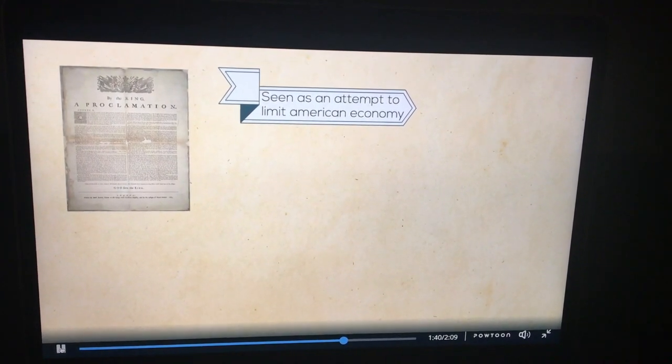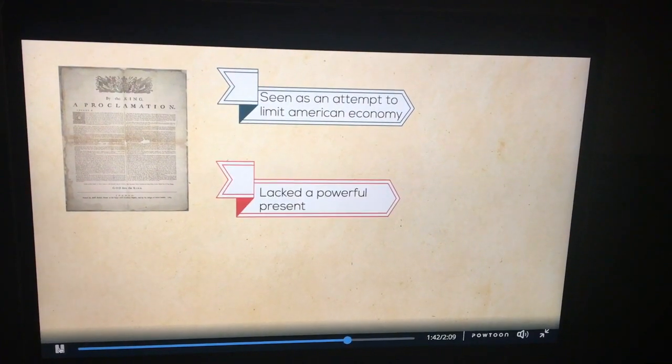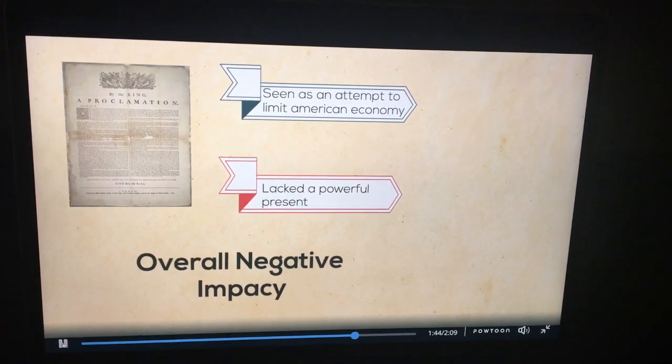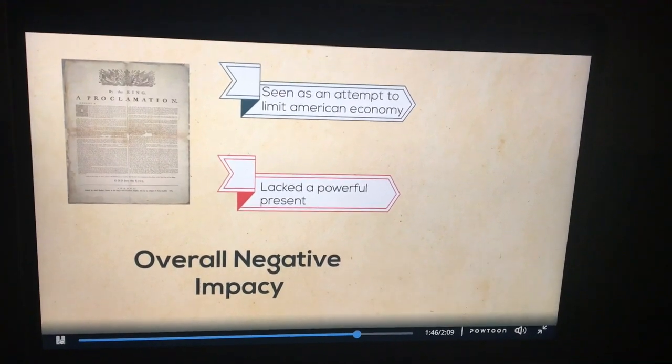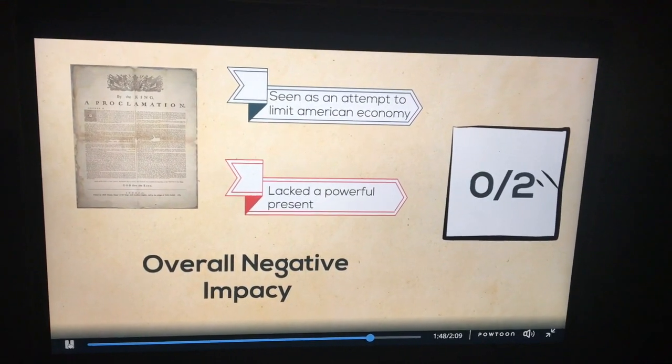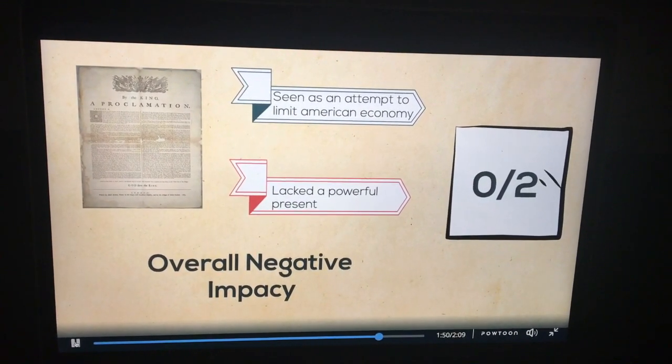The Proclamation of 1763 also had a negative impact on the colonies. The colonists saw it as an attempt by the British to hinder the growing American economy. But generally, the Proclamation of 1763 lacked a powerful presence for the colonists. And since they were already frustrated with British rule, they ultimately dismissed the regulations outlined in the Proclamation.